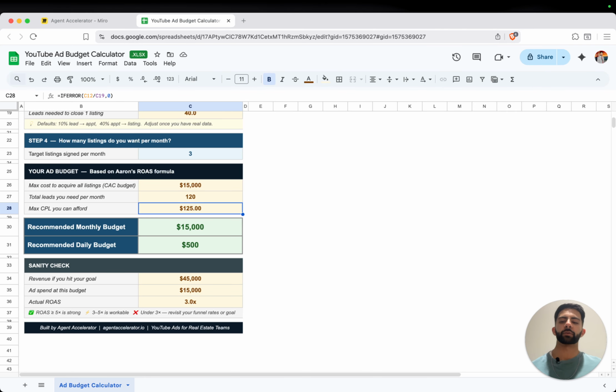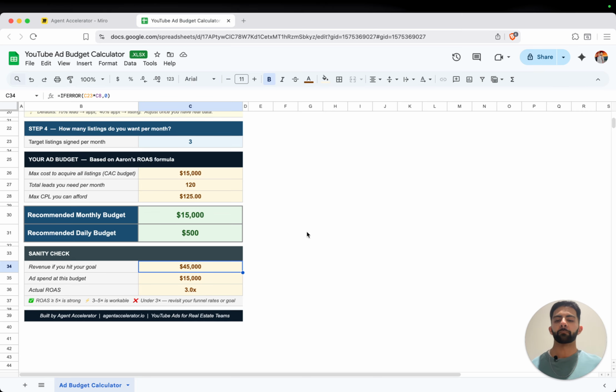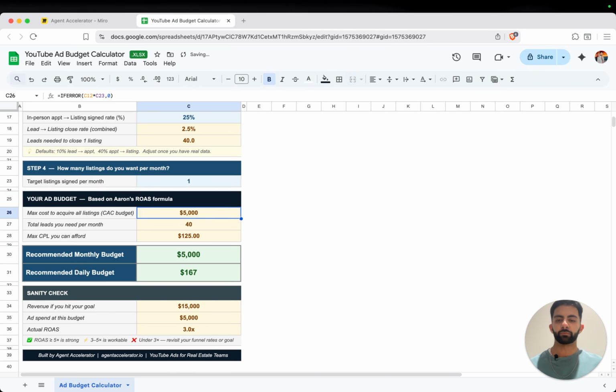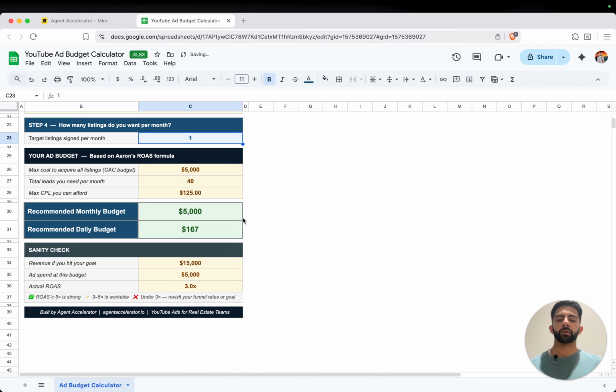This will give you another benchmark as well. And basically our recommended monthly budget is $15,000 per month or $500 per day. And so what happens is that when we look at these numbers, we're basically able to generate $45,000 of GCI. Ad spend is $15,000, meaning we have an actual ROAS of 3x coming in from it. So this is obviously a very, very strong return given the numbers. And again, you can tweak this either way. Even if you're looking for just one extra listing a month, that's $5,000 a month, 3x. So the list kind of goes on and on with that.